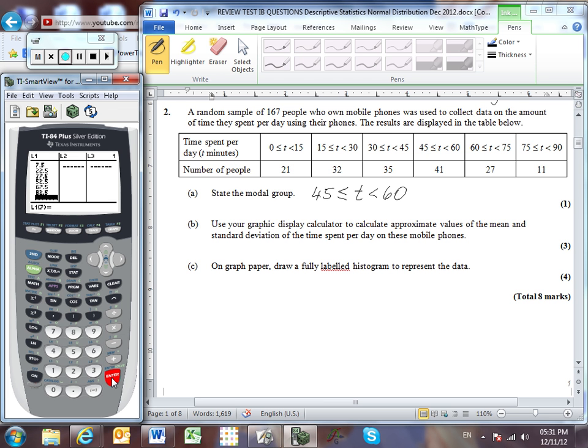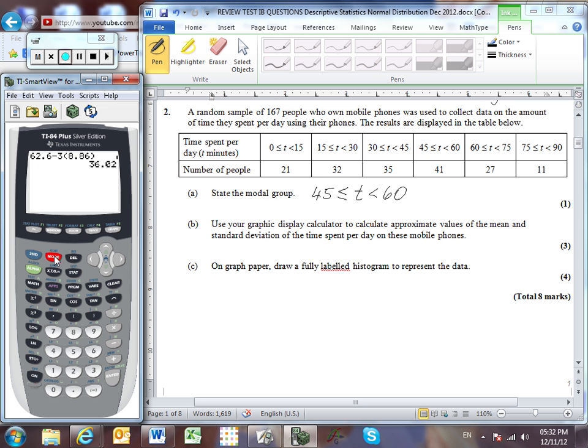I need to use the mid-interval values whenever I'm trying to get an approximation for the mean or the standard deviation from a frequency table. List 2 will be all of my respective frequencies: 21, 32, 35, 41, 27, and 11. And I should just check to make sure I've entered the same number of values in both list 1 and list 2. Clearly I have.